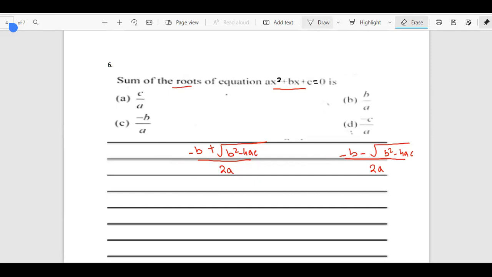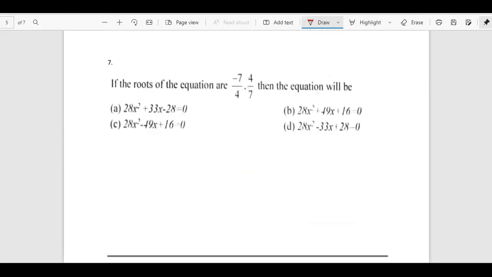Okay, so if I add these two roots, my denominators are the same, 2a and 2a. I can simply add these up directly. I will have 2a minus b, and this would be cancelled. So I will have minus 2b by 2a, 2 and 2 would be cancelled. So the answer is minus b by a. So C is the choice, okay? Right, let's talk about the seventh question.